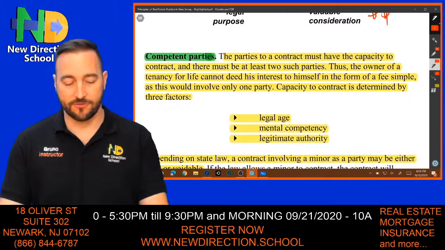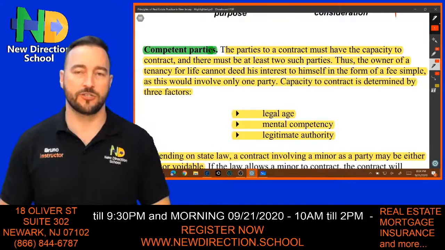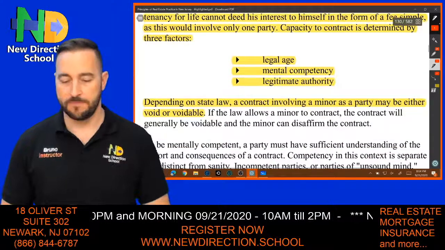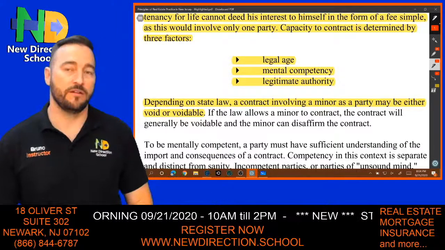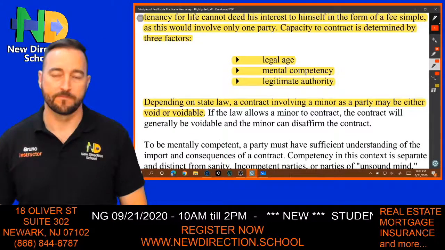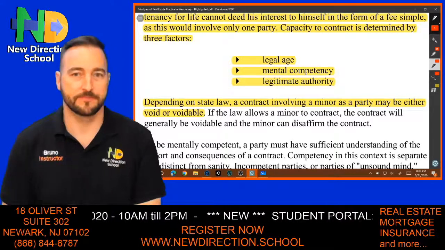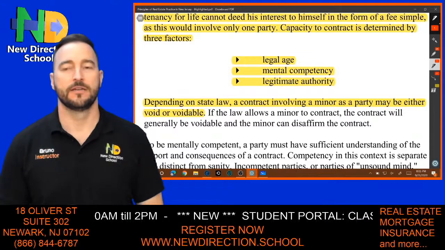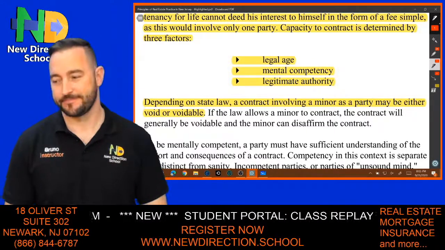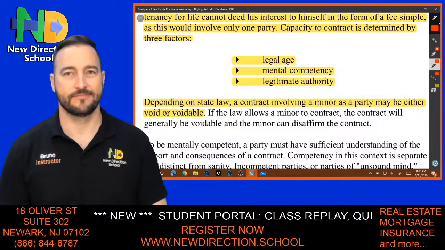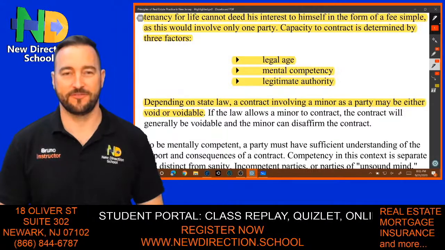Capacity to contract is determined by 3 factors: legal age, mental competency, and legitimate authority. And depending on state law, a contract involving a minor, as I said, may either be void or voidable. So if you enter into a contract, you're 15 years old, can you enter into the contract? Let me know. Can you enter into a contract if you're 15 years old?